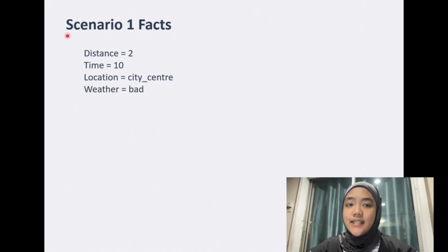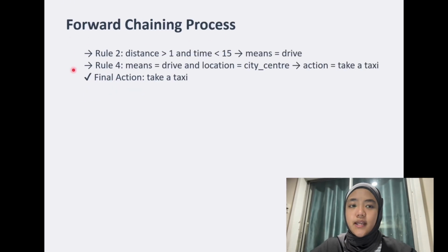Let's look into scenario 1, where the system needs to make a decision based on the following facts. So I put an example. Distance is 2 kilometers, time is 10 minutes, the location is in the city center, and the weather is bad. With those facts, the forward chaining process will begin. Rule 2 applies first because the distance is more than 1 and the time is less than 5 minutes. We infer that the means is drive.